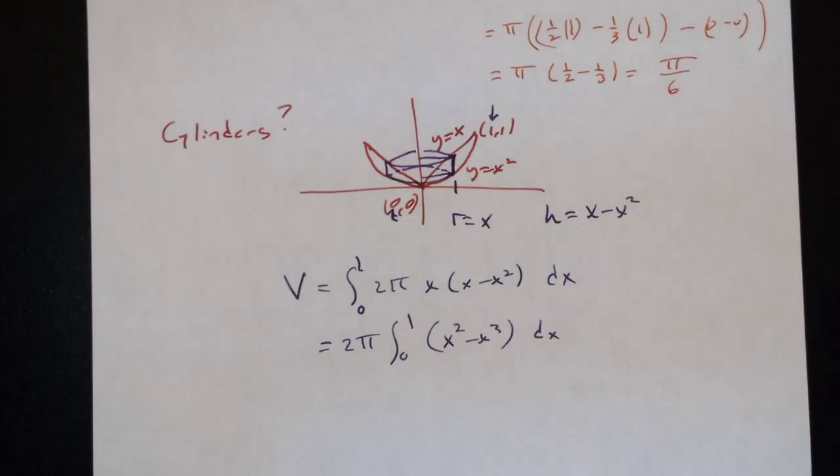Notice I get a different antiderivative because I have a different power of x than I had powers of y. I did pull out a different constant.